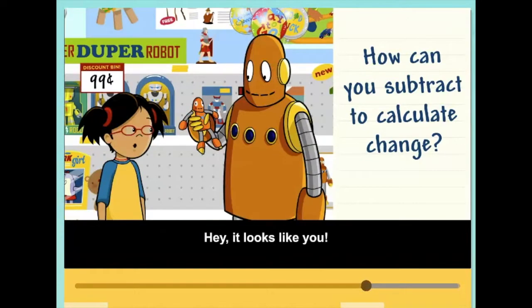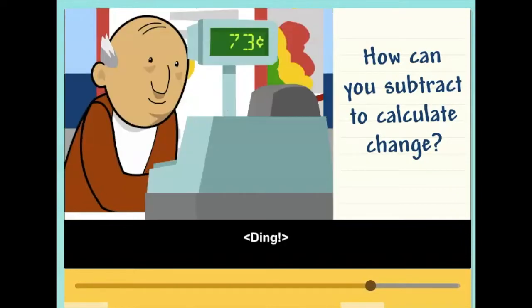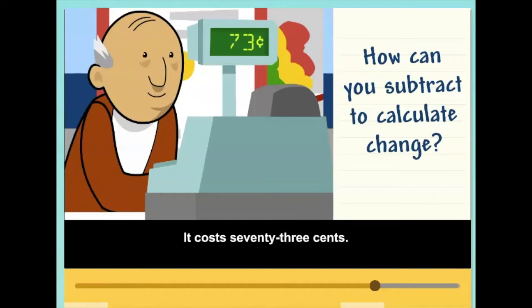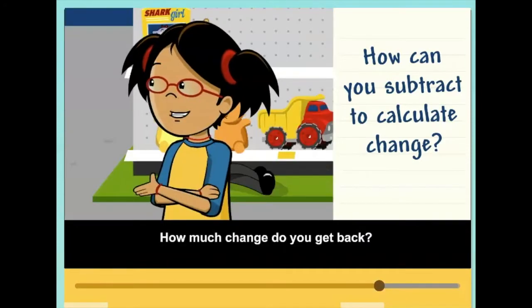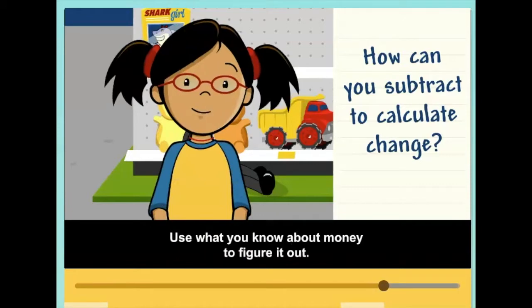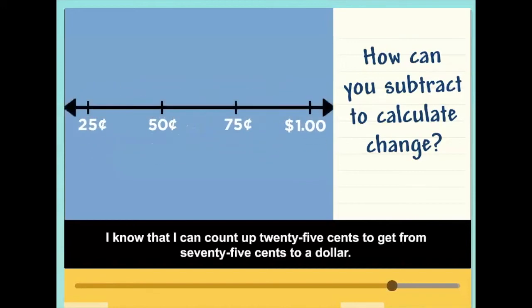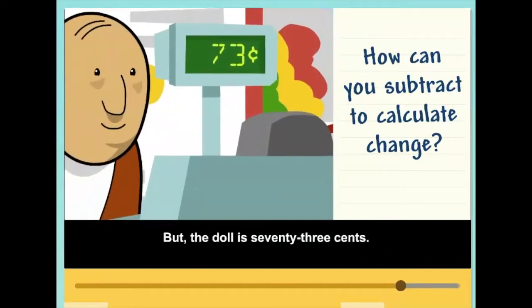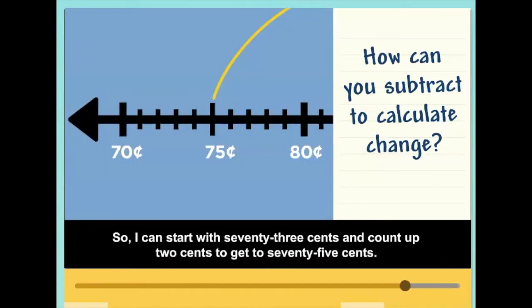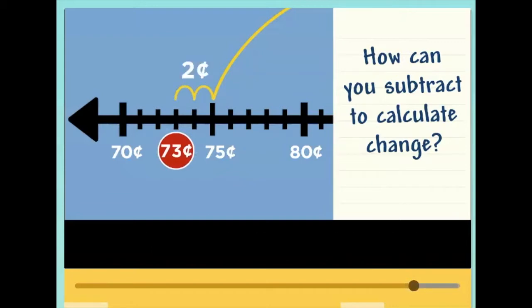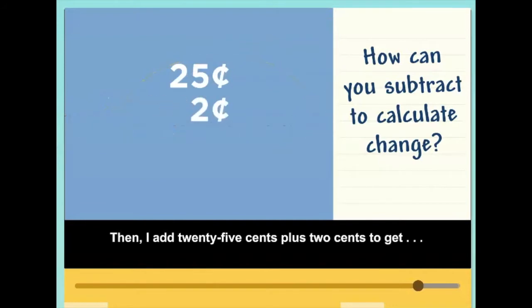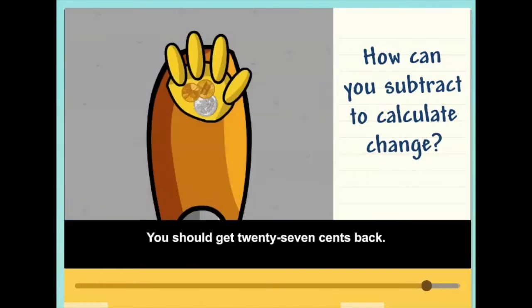Cool robot! Hey, it looks like you. It costs 73 cents. How much change do you get back? Use what you know about money to figure it out. I know that $1 is equal to 4 quarters. I know that I can count up 25 cents to get from 75 cents to a dollar. But the price is 73 cents. So I can start with 73 cents and count up 2 cents to get to 75 cents. Then I add 25 cents plus 2 cents to get 27 cents. You should get 27 cents back.